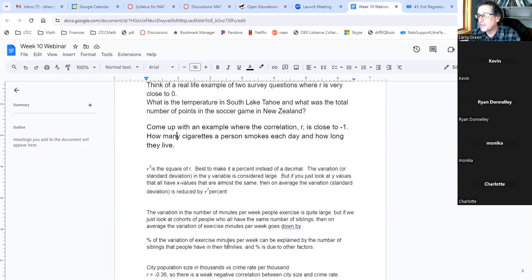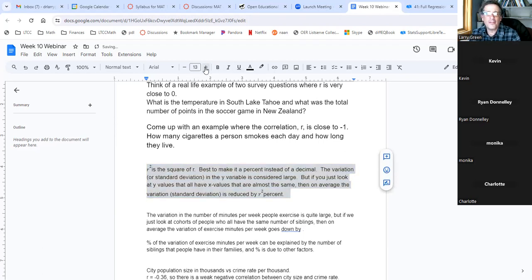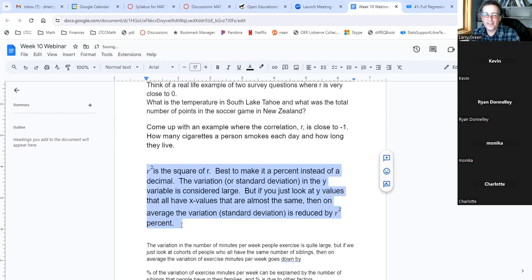Okay, I want to talk about R squared now. And by the way, just to let you know, if R was say 0.2, R squared would be 0.04 because 0.2 squared is 0.04. But it's a lot more than just squaring the number. This is often thought of as the hardest part of the whole chapter, so pay attention to this piece. This is tough. Okay, so R squared, first thing is the square of R. That's easy. So it's better to make it a percent instead of a decimal because it's easier to understand.